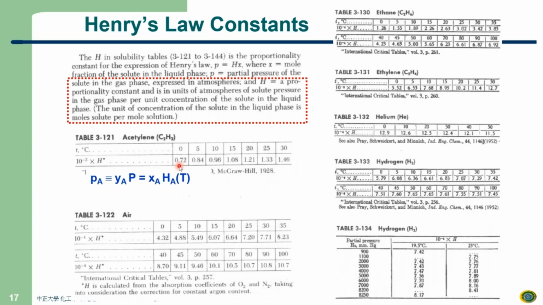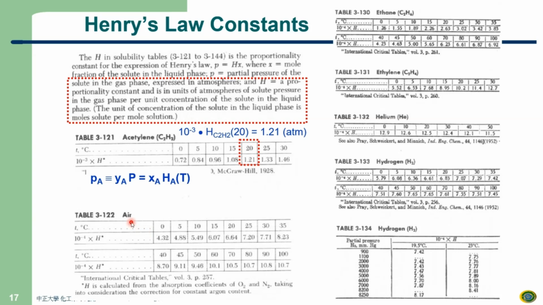So what does this mean? This means if we have 20 Celsius, 10 to the power minus 3 times Henry's constant at 20 equals 1.21 atm. So Henry's constant will be 1.21 times 10 to the power 3. You have to put this 1.21 times 10 to the power 3 in this place for this equation. Okay, so this is an example of ethylene.